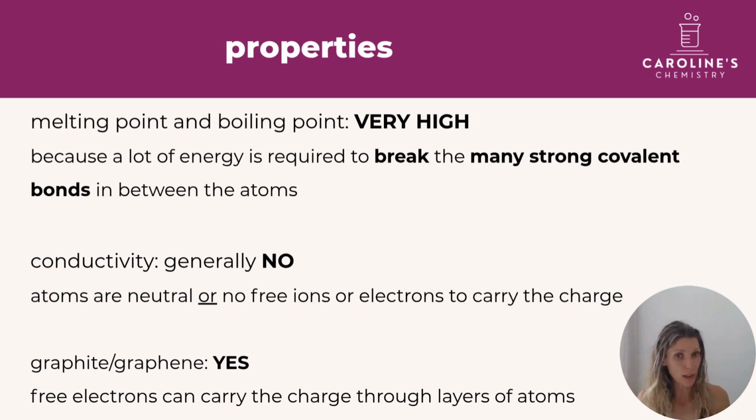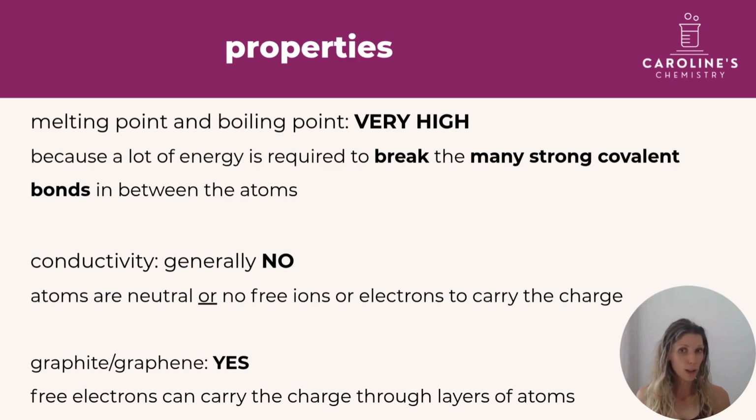And that's down to its structure. Remember, we have this giant network of atoms joined by many strong covalent bonds. And the bit that explains why these substances have such high melting and boiling points is because we have to put in lots and lots of energy to break those many strong covalent bonds. If we didn't have to break them, this wouldn't require as much energy. So all of the big five have very high melting and boiling points.